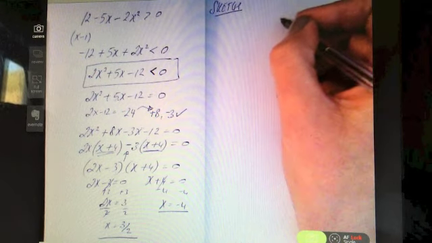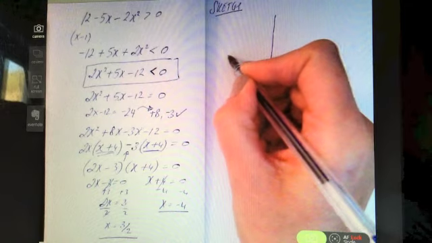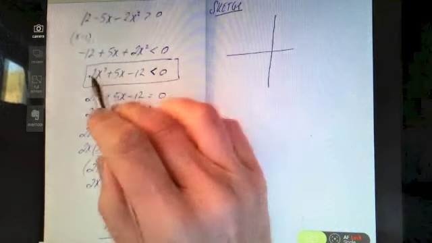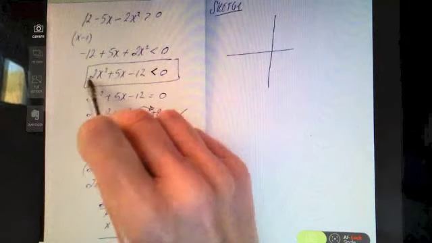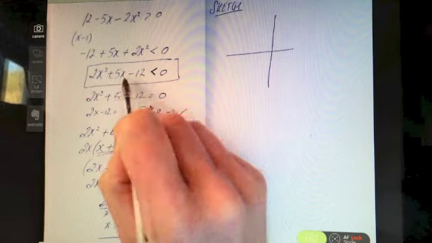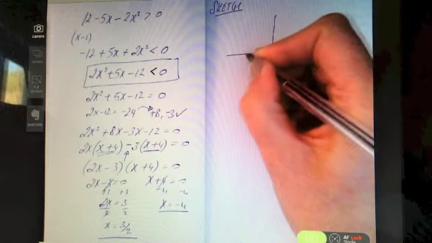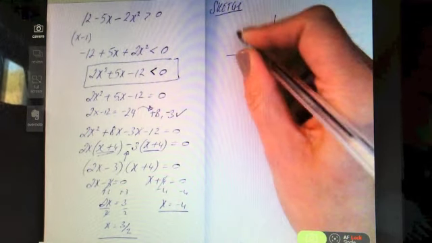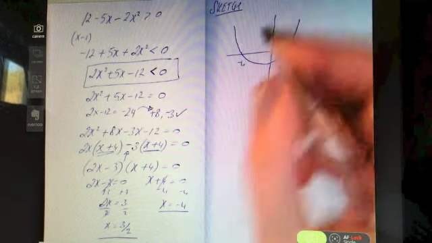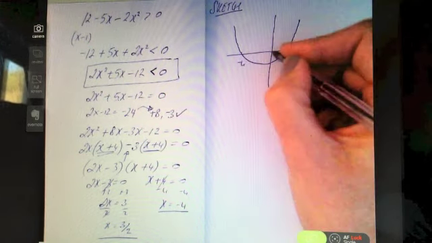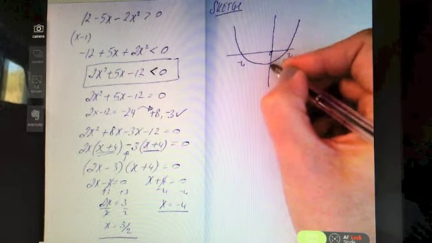So x is equal to minus 4 or 3 over 2, or 1.5. And of course, it's a U curve. So we're talking about 2x squared plus 5x minus 12. So that's a positive x squared, so therefore a U. And I want to consider then when is it less than 0, okay? And of course there's 0. So when is it less than 0?